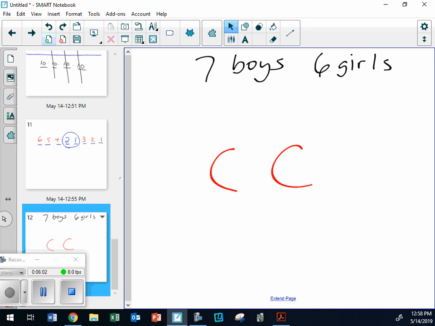So remember, if it's CC, that won't give you a probability. That'll give you how many ways can I do something. And then I would start with this being boys and this being girls, and it wouldn't matter. You could switch them. It wouldn't matter because multiplication is commutative.